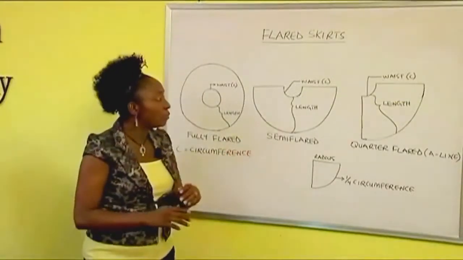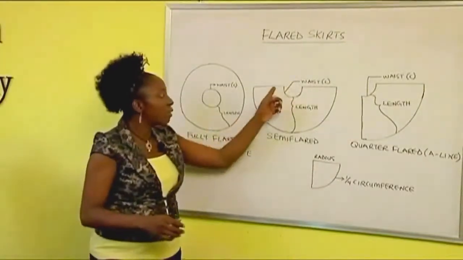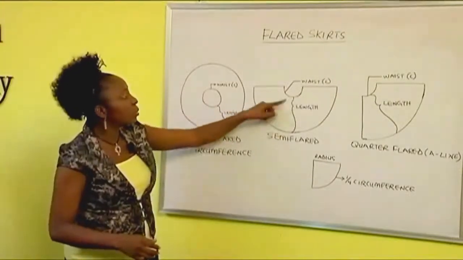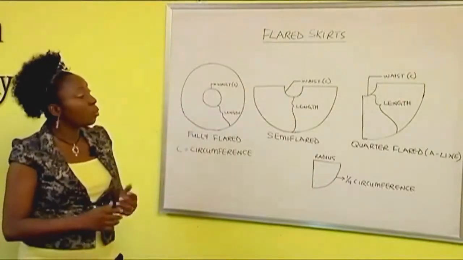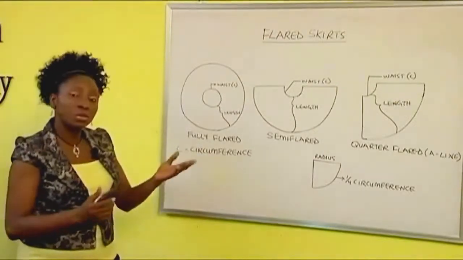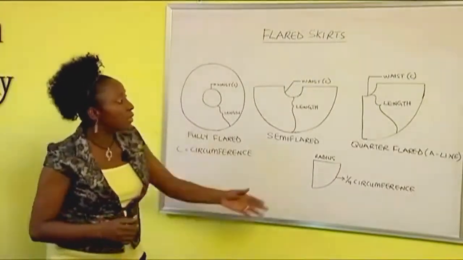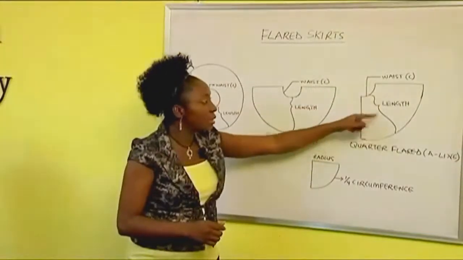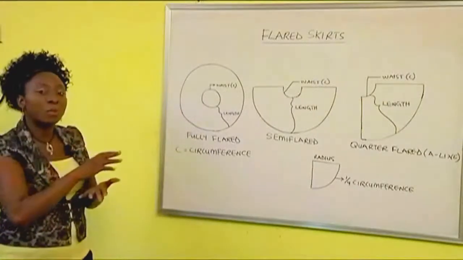Now if you look at the semi-flared skirt, you can see that it's a semicircle. We have the inner semicircle here representing the waist, and the distance between the two semicircles will give you the length. The third one is a quarter circle, called the quarter flared skirt, also known as the A-line skirt. It's not as flared as the others. This quarter circle represents the waist, and the length is in between the two quarter circles.